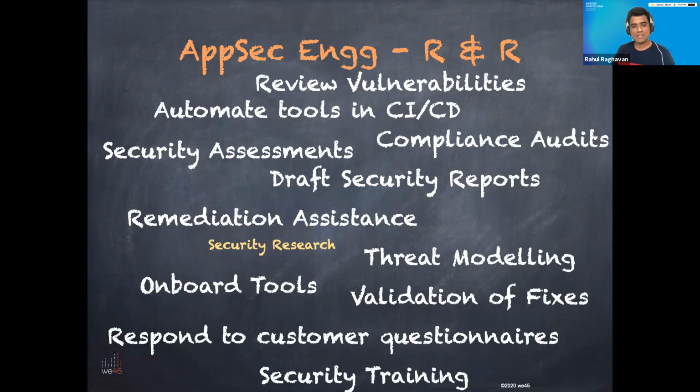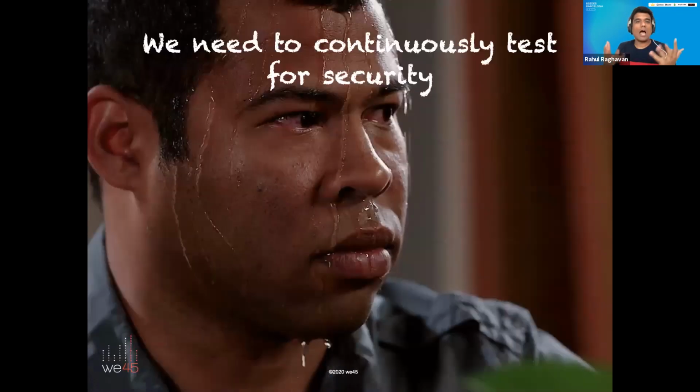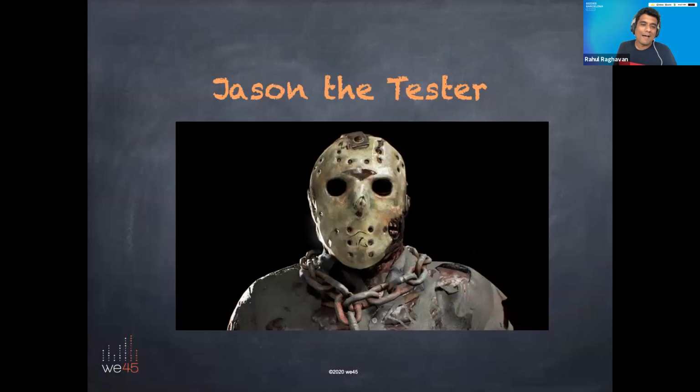And with all of these things in place, we're still told that we need to continuously test for security, right? And now Jason, the tester, is not happy. He's not the same Jason that we saw earlier, because now he's pissed off. That's really what happens in this new world of application security, with all of this automation coming into perspective. It changes the actual core objective of a security engineer or an AppSec engineer.